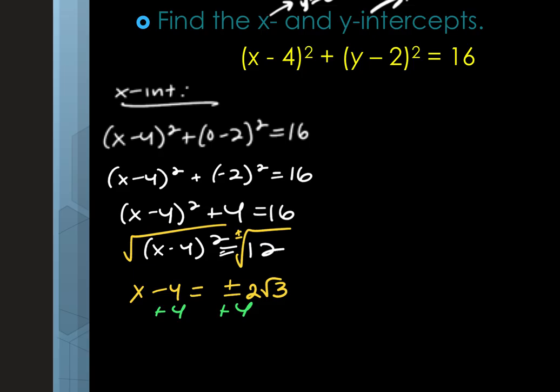Remember, our intercepts we list as coordinate points. So my y is 0. My x is 4 minus 2 root 3. And 4 plus 2 root 3.